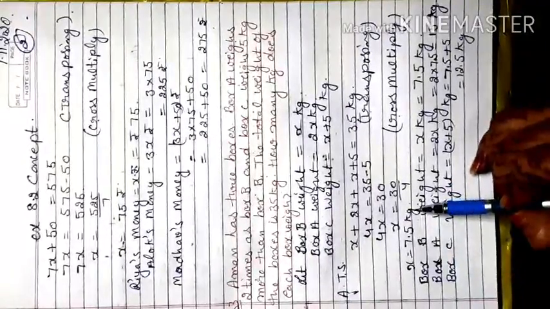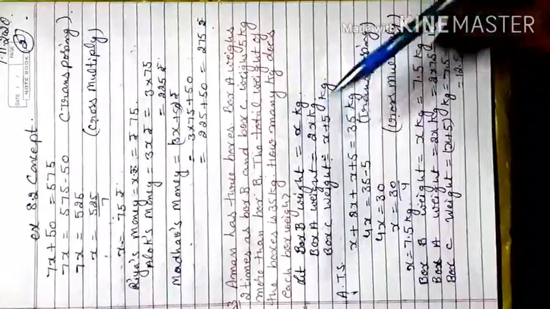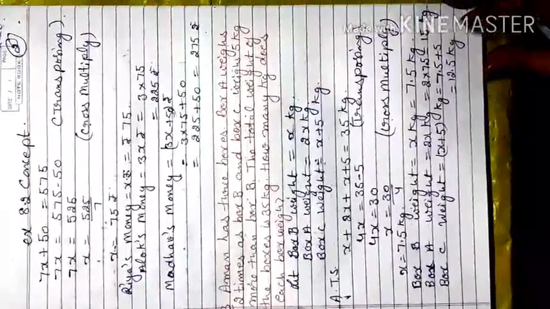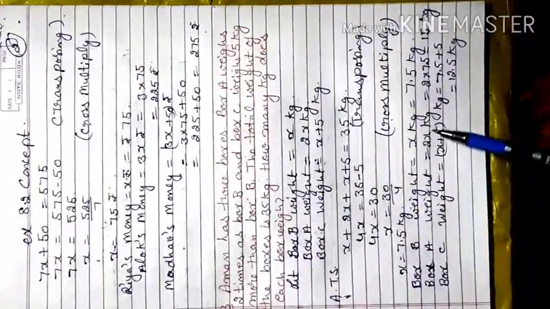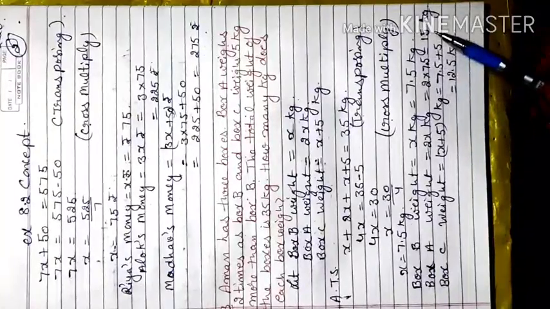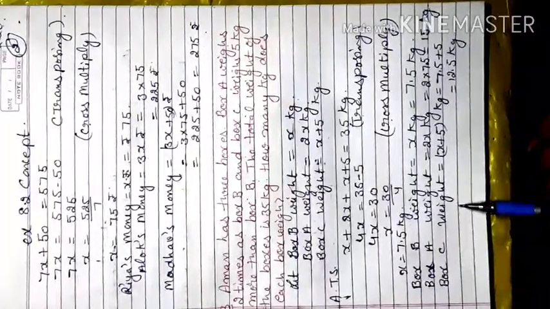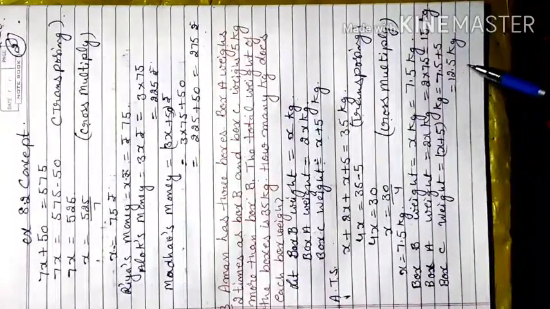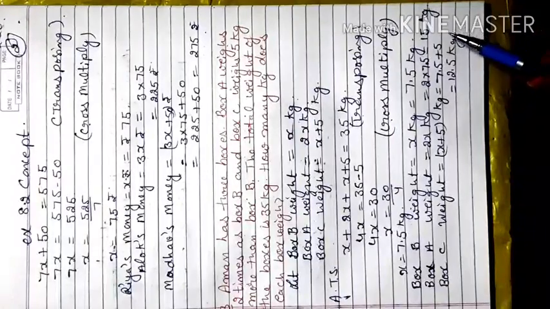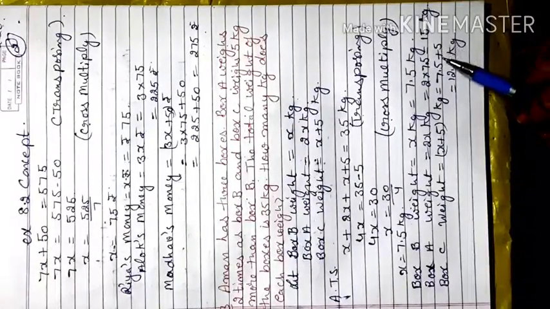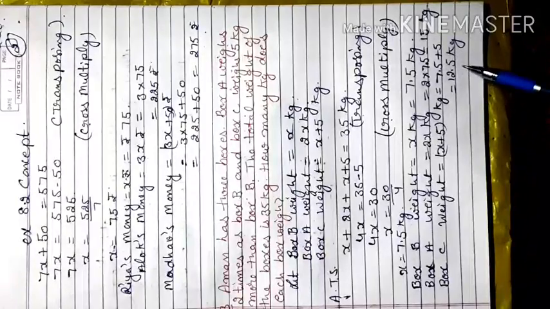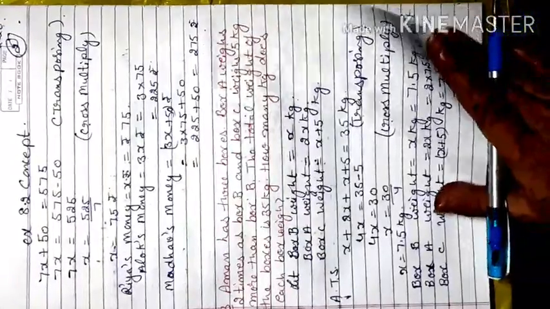So if you got the x value, you substitute it one by one. X is 7.5 kg. Box A is 2x, which is 2 times 7.5, that is 15 kg. And box C weight is x plus 5 kg, equal to 7.5 plus 5, because it is 5 kg more than B. So that is 12.5 kg.